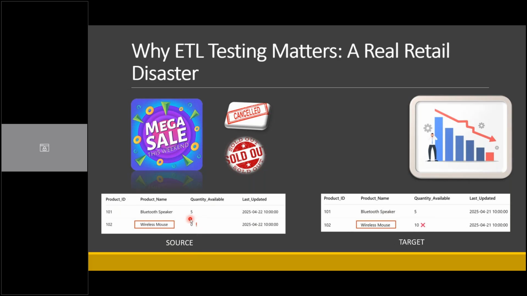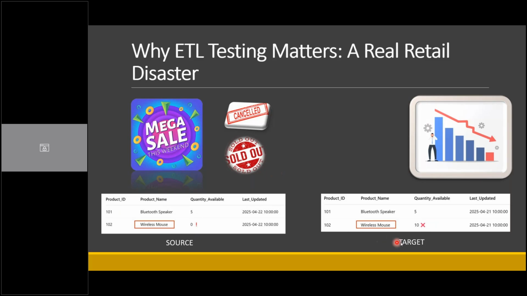I mean, there is no stock available for wireless mouse. So if you see the column last updated, this source table is the ultimate input which is needed for customers to have the latest or real time information. The source has the latest information, which shows 22nd April data. But unfortunately in the target, this data is 1 day old, that is 21st April data. So this is how this failure happened.